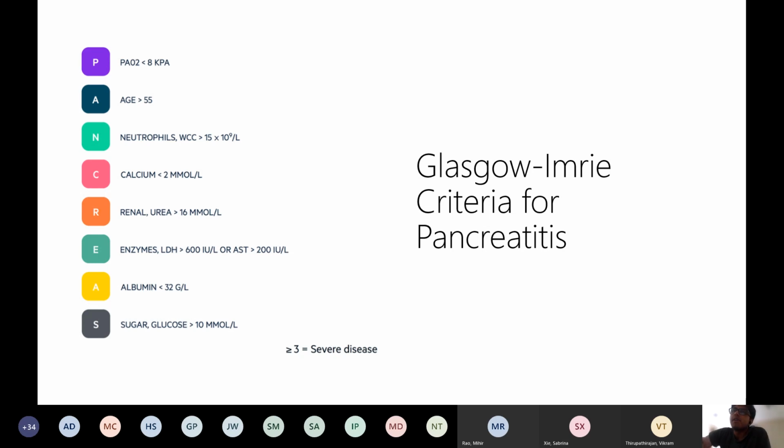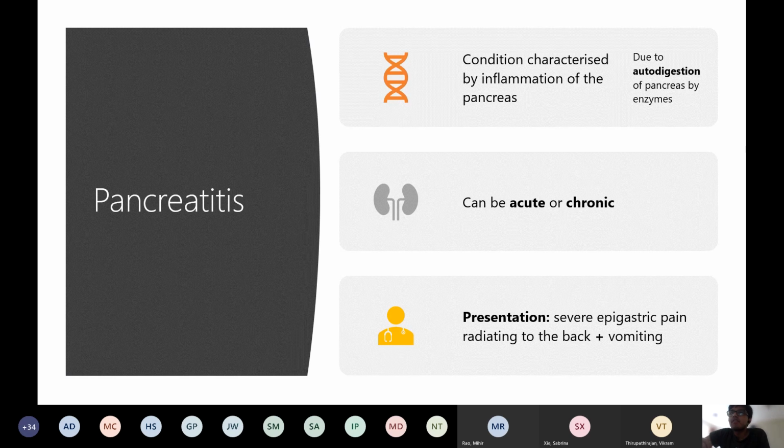Another important thing to note is low calcium. We've been over the causes of high calcium lots of different times, but there's not actually that many causes of low calcium, but getting pancreatitis can drop your calcium. And this is really good in acute pancreatitis.